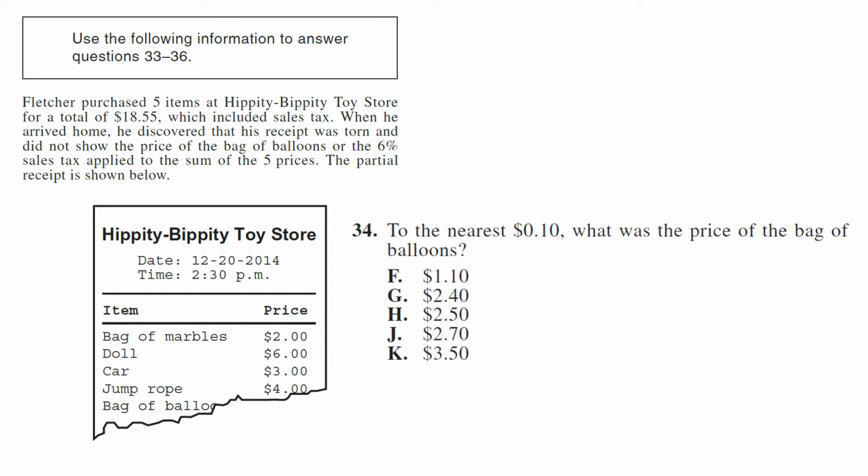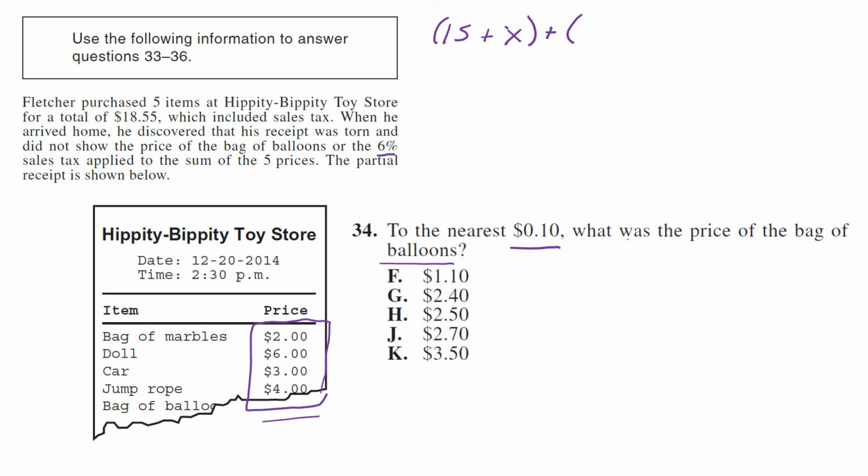To the nearest 10 cents, what's the price of a bag of balloons? So we don't know how much a bag of balloons is because it was cut off the receipt. But we do know how much the other materials cost. 2 plus 6 plus 3 plus 4, and that's going to be $15. So now $15 plus the balloons, whatever balloons cost, we'll call those X. And then we know that they paid 6% sales tax on the whole thing.